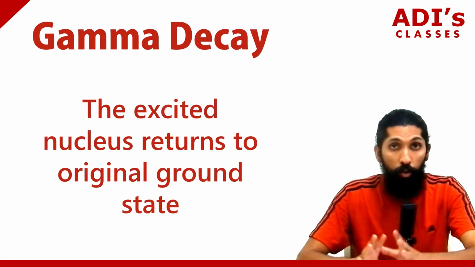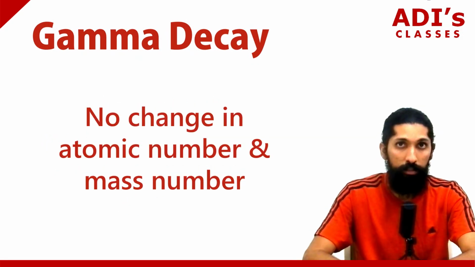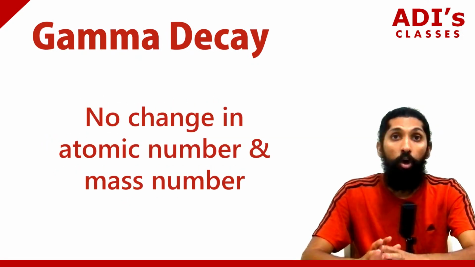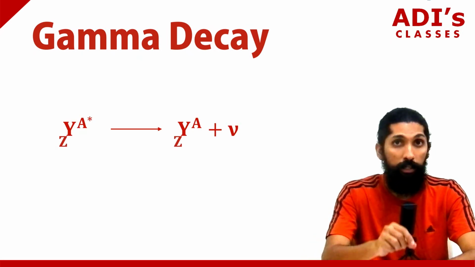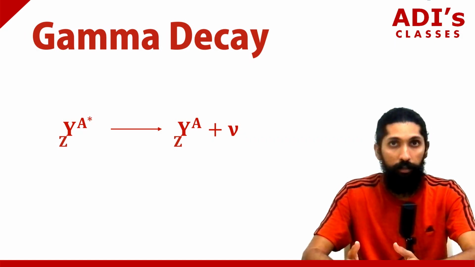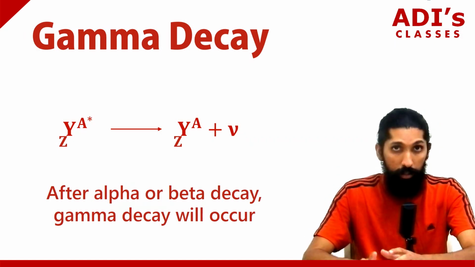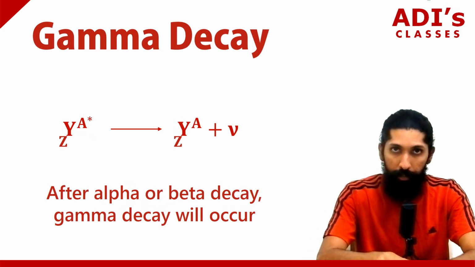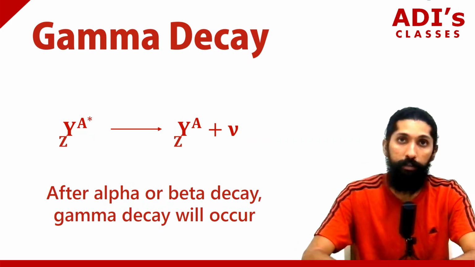So here, no change in atomic number, no change in mass number. See, as you can see in this particular reaction, no change. That star you are seeing, that is the excited state. And once it returns to the ground state, now gamma is released. Alright, that's what I was telling you. After an alpha or beta decay, gamma decay will occur.